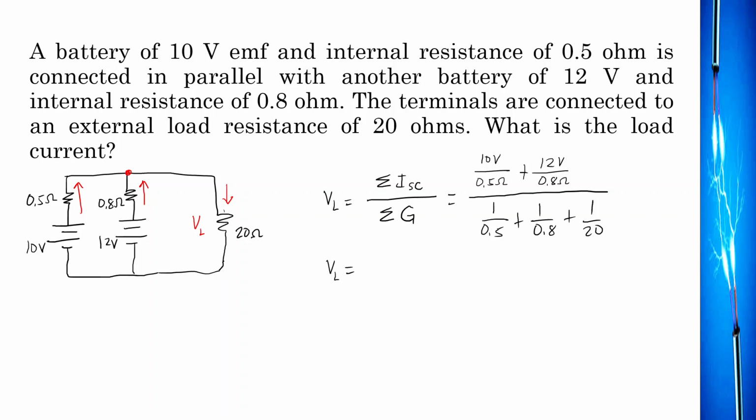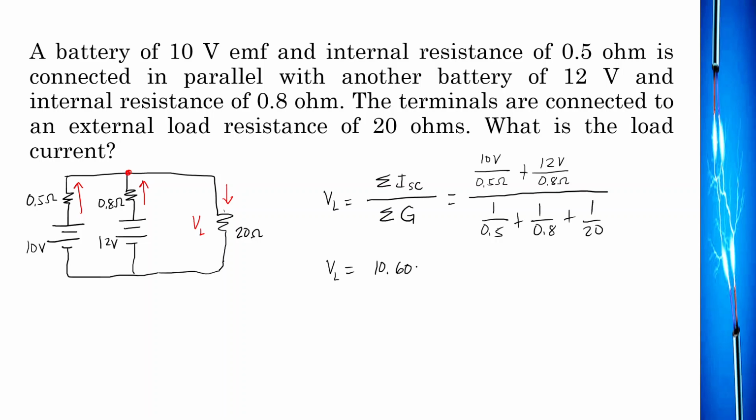But again, we shouldn't forget the orientation of the currents, because the summation of ISC is an algebraic sum, so it can be positive or negative, depending on the orientation of the currents in the circuit. That's 1 over 20. So I can have 10.6, if I'm not mistaken. 10.6.